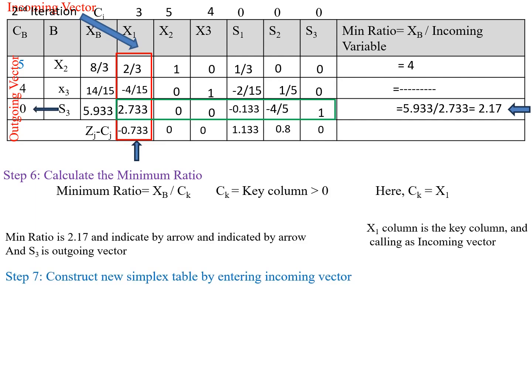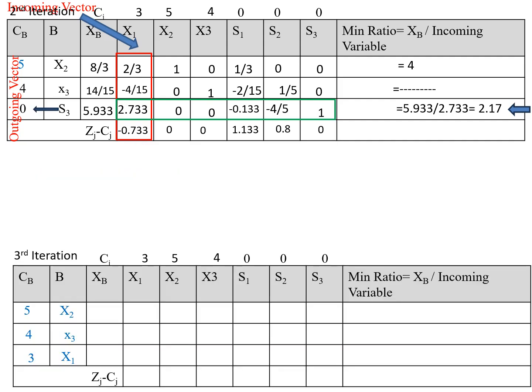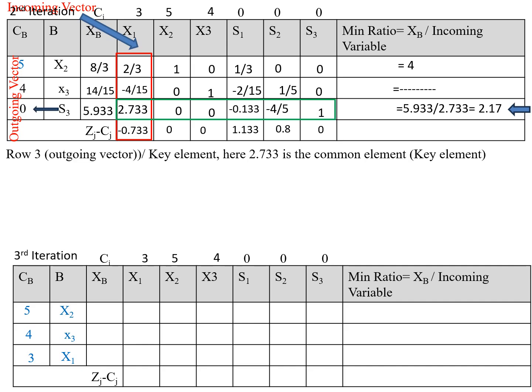Next we have to construct the new simplex table by entering the incoming vector. To modify the second iteration table for the next iteration, we replace S3 with x1 and the CB value is 3. Next we modify row 3 as the outgoing vector divided by the key element. Here the key element is 2.733. Now row 3 becomes 2.17, 1, 0, 0, minus 0.048, minus 0.8, 0.365.